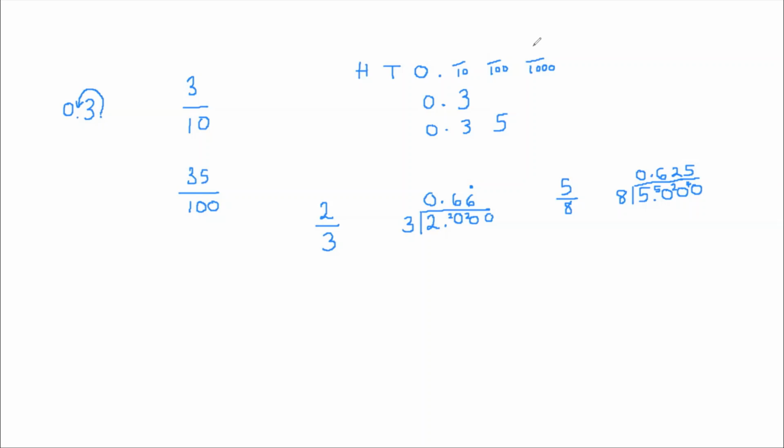Now sometimes you will be asked to convert a decimal into a fraction. So the easiest way to do that, if we had, for example, 0.45. Okay, so this is 0.45. If I put my place value headings up here, so hundreds, tens, ones or units, and then we have tenths, hundredths, and thousandths. So we have 0.45 here.